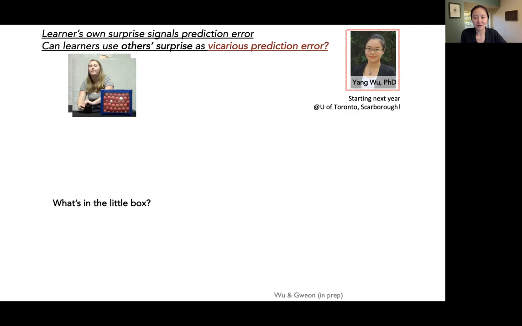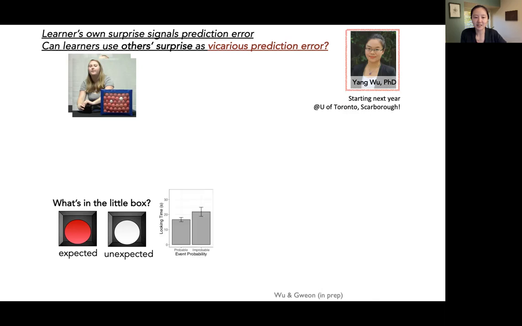You probably know or can predict that there's probably the red one instead of the white one. And we know from prior work that even infants expect to see a red ball and are surprised to find a white ball inside. And they look longer at this unexpected outcome. So we first replicated this finding and then ran another set of experiments like this.